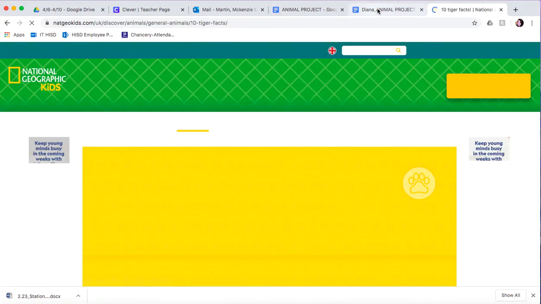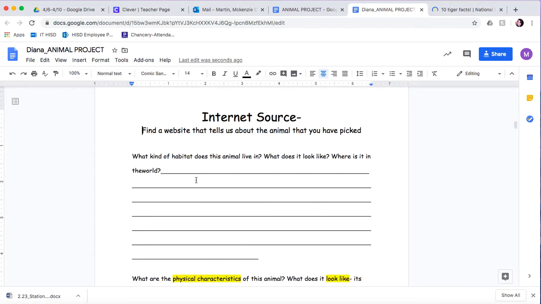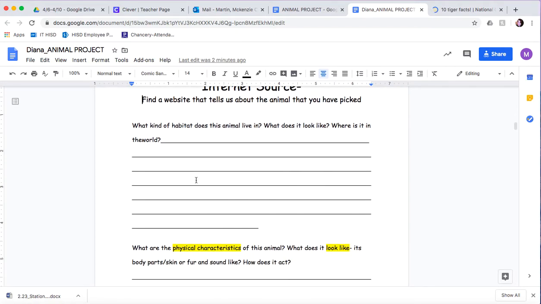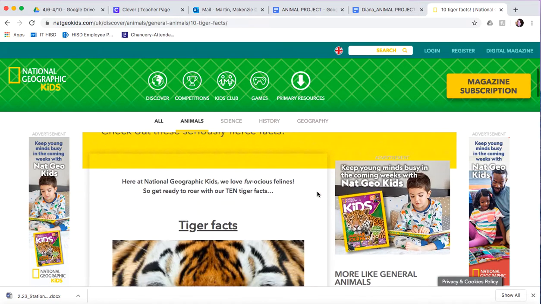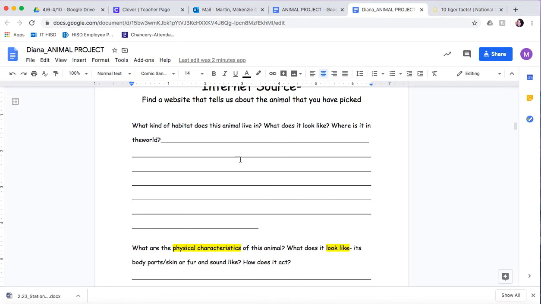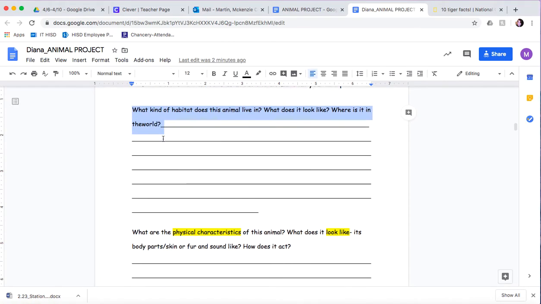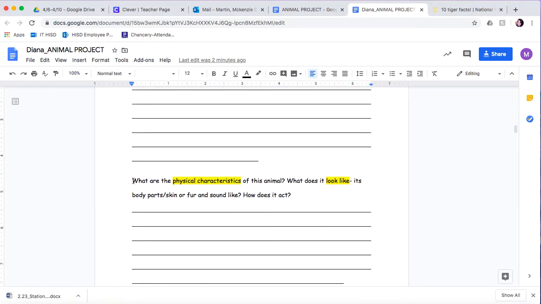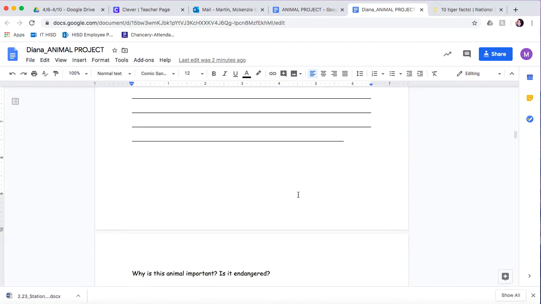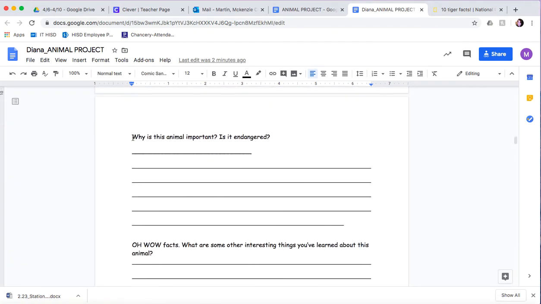I can go back to my project and see what questions Ms. Martin wanted us to answer. That's what we're trying to look for in this website, the information that Ms. Martin wants us to get. Ms. Martin wants us to answer this first question, what's the habitat like? She also wants us to answer what are the physical characteristics of the animal. That means what does it look like? How does it act? We have a third question: why is the animal important? Is it endangered? We can see if our facts tell us that.